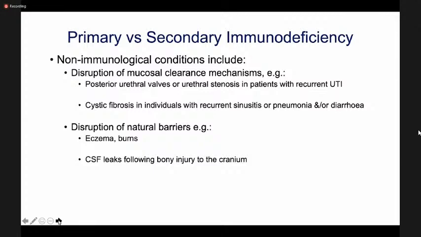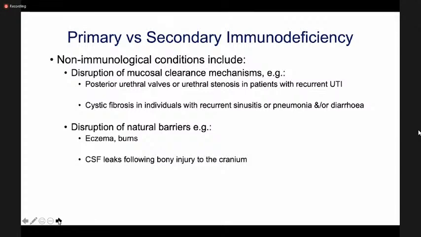For example, patients with posterior urethral valves, usually young boys, have some urinary obstruction, and then you get stasis of the urine. So these patients will present with recurrent urinary tract infections. Patients with cystic fibrosis would present with recurrent respiratory tract infections, and they may also have recurrent diarrhea.